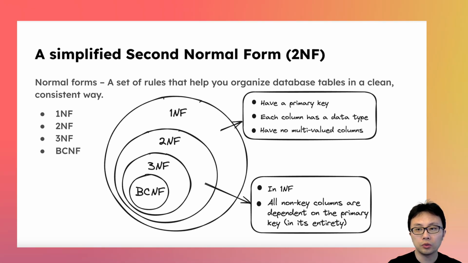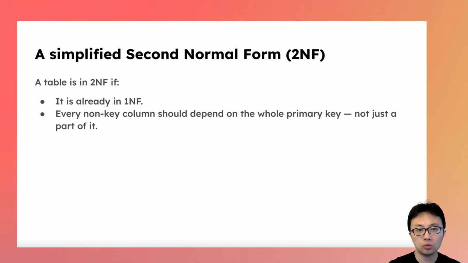The first normal form checks the fundamental stuff, such as whether a table has a primary key or multi-valued columns, and whether each column has a data type. If you need to learn more about the first normal form, you can find the link of a video dedicated to the first normal form in the description. In this video, we will focus on what problems the second normal form aims to address. Remember, we're on our journey to understand a simplified version of the second normal form for now.